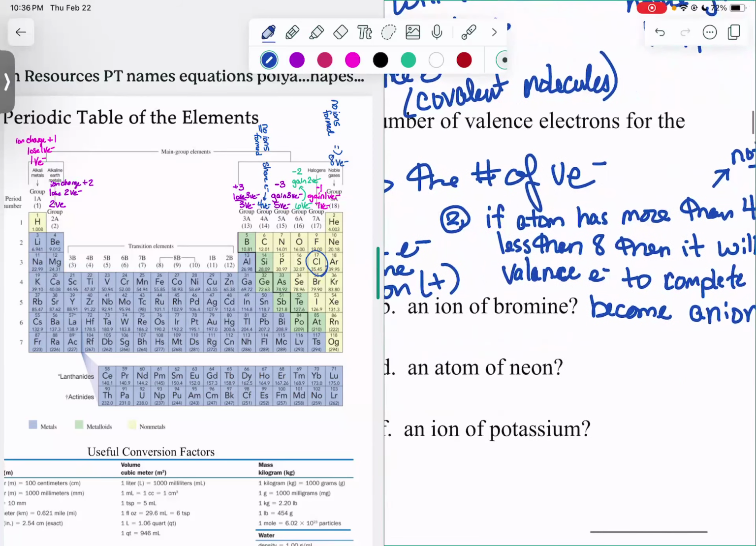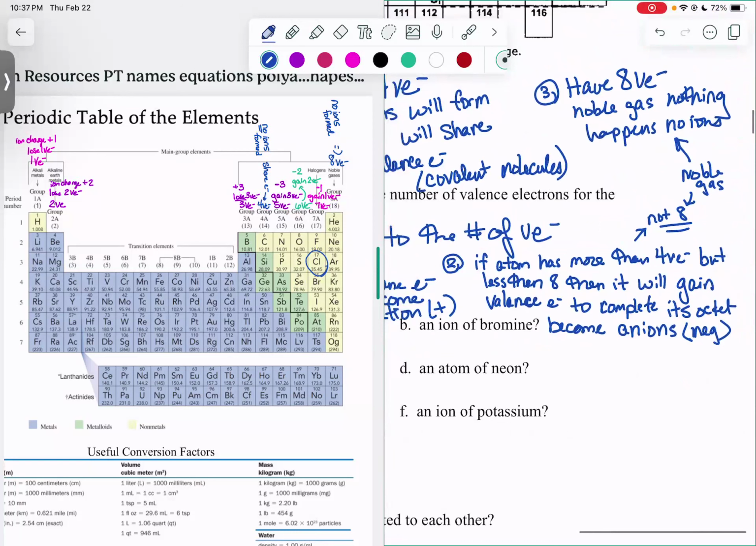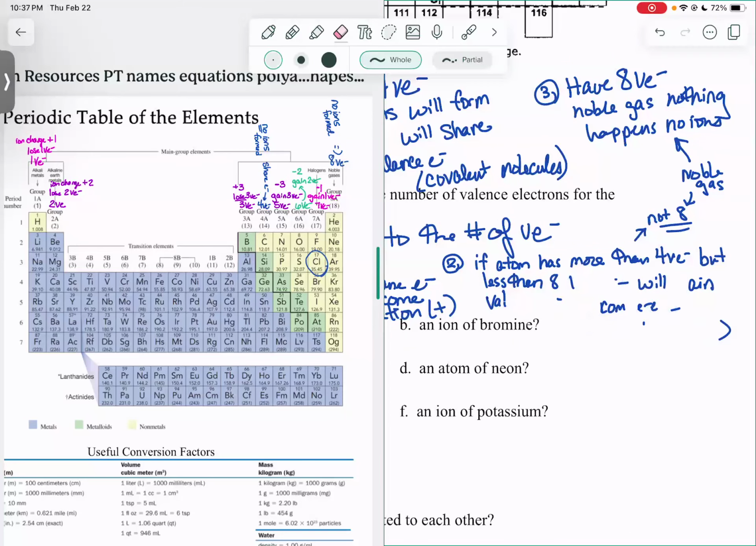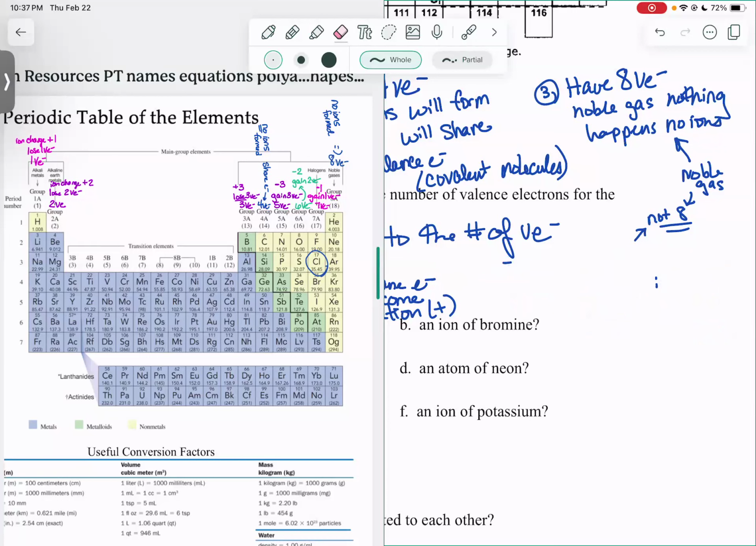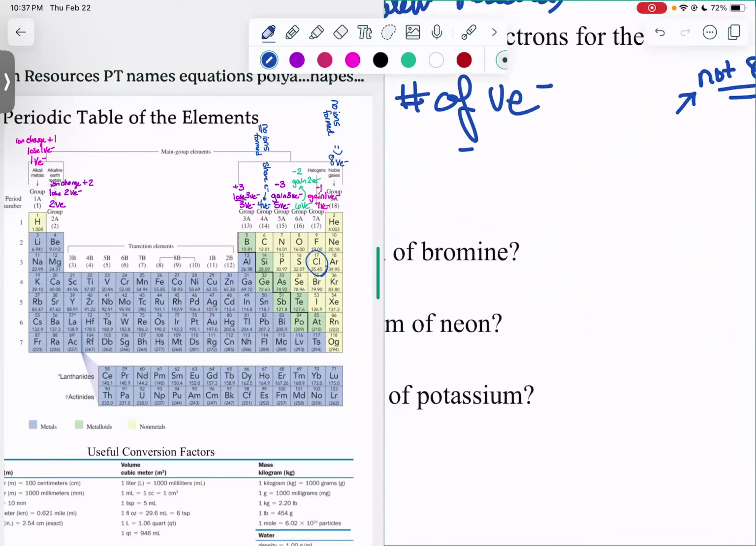B, an ion of bromine. Okay, let's see. I just got to get rid of some of this stuff. It's too much, right? You've copied it, or you can rewind the video and get all the things here. It's just crowding me too much. Okay, so let's kind of change color here.